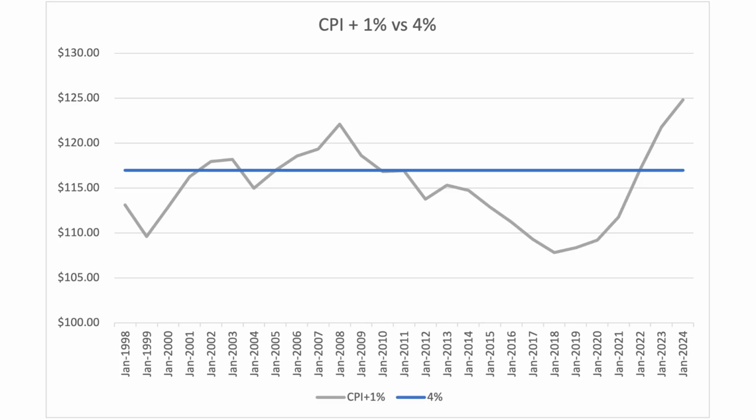This graph highlights the 2 most common rent reviews I've encountered in my 12-year career, CPI plus 1% and 4%. It shows which years would have yielded a better result under CPI plus 1% versus 4% over the preceding 4 years. Since 1998, a 4% rent review produced a higher rent at the end of the lease in 16 of the years, and CPI plus 1% produced a higher rent in 9 of the years.